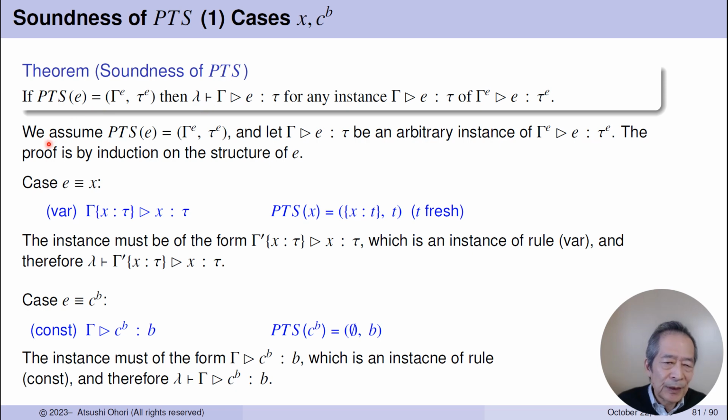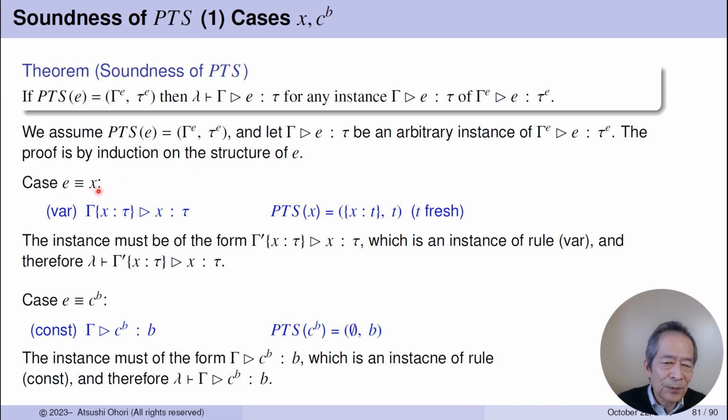So here's a proof. First we assume that PTS returns this typing and take an arbitrary instance of the returned typing. Then we show that this arbitrarily picked typing is derivable. That property is by induction on the structure of E. So let's go through the induction.